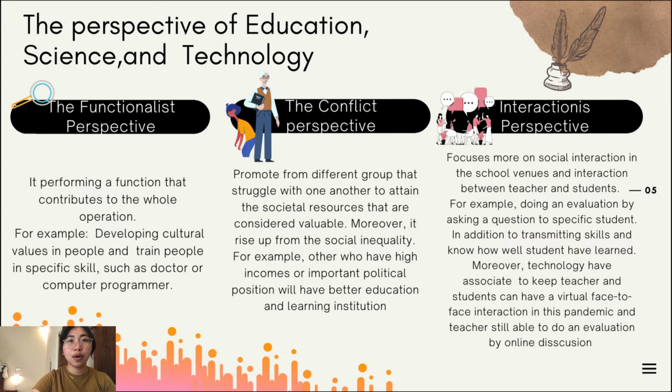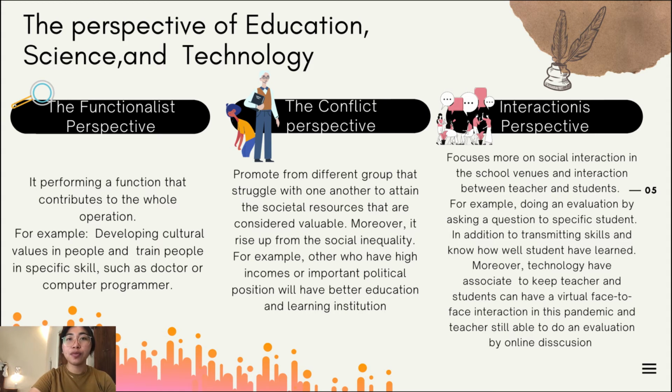Let us see the three major perspectives on social problems, which are the functionalist, the conflict, and the interactionist. First is the functionalist perspective: education, science, and technology perform functions that contribute to the whole of operations. For example, developing cultural values in people and training people in a specific skill such as doctor or computer programmer.